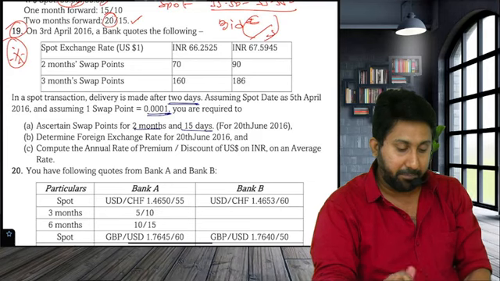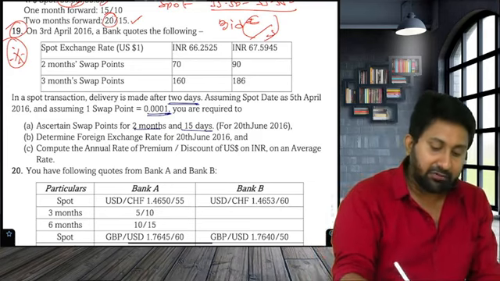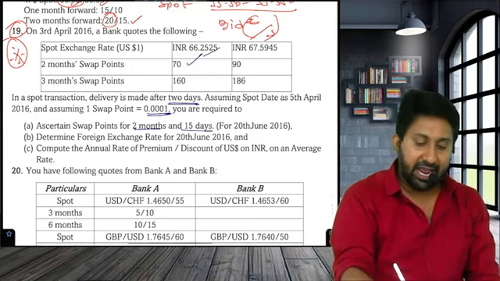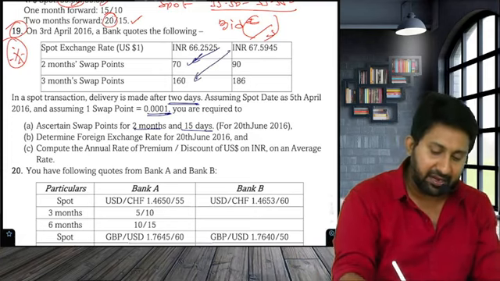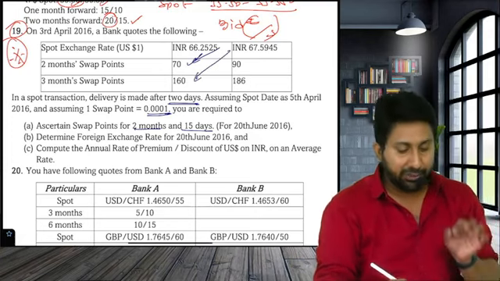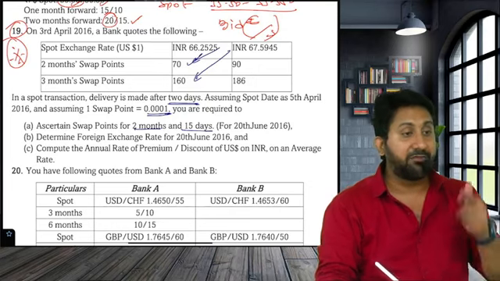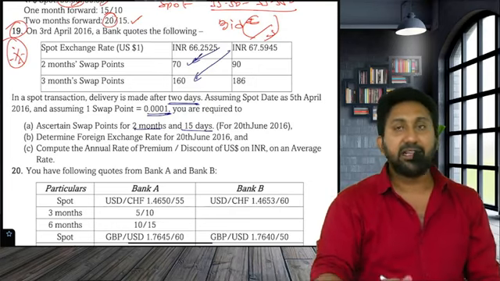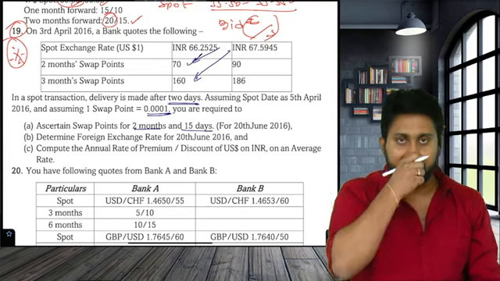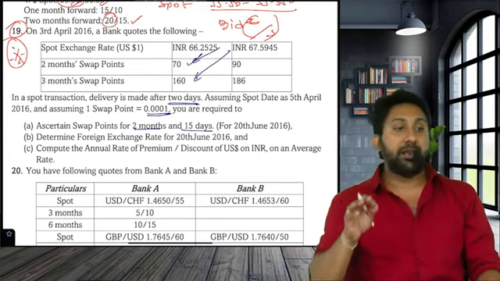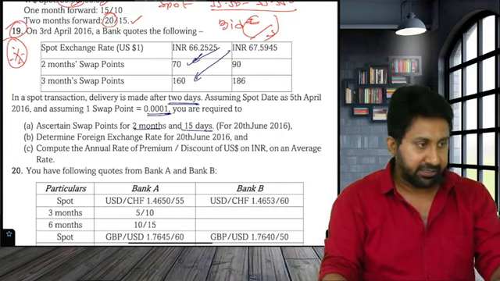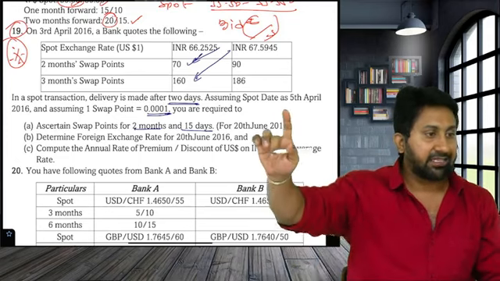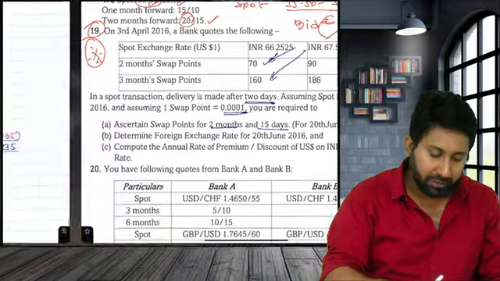Now this is the main point. If you ask for 2 months rate, I can add this and I can tell. If you ask for 3 months, I will add this and I can tell. But he is asking for 2 months 15 days. That itself is a new point that we are going to learn here. These are called broken period forward rates. First, let us understand ascertaining the swap points for 2 months and 15 days.